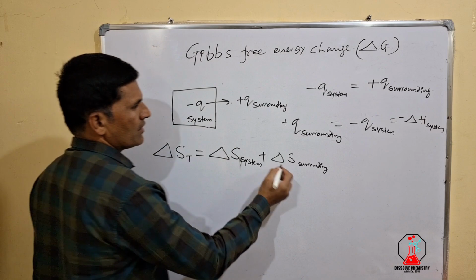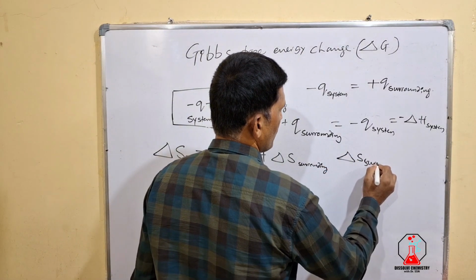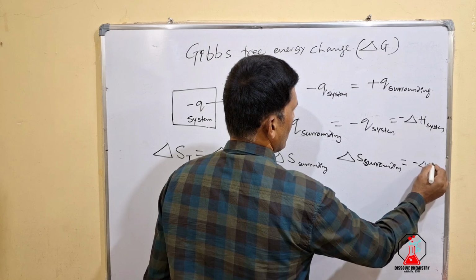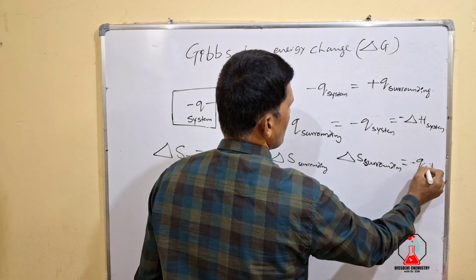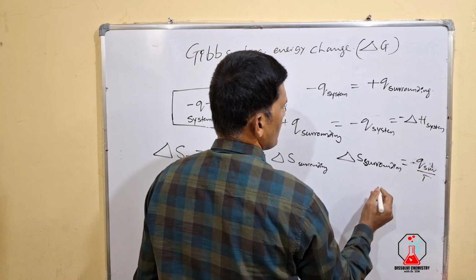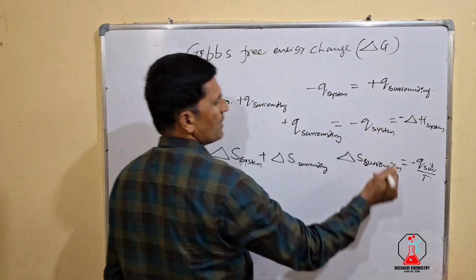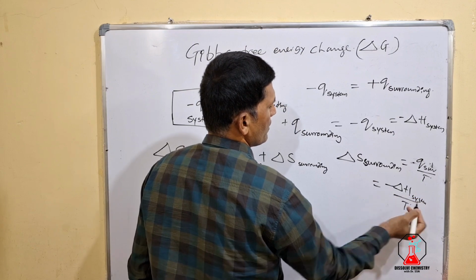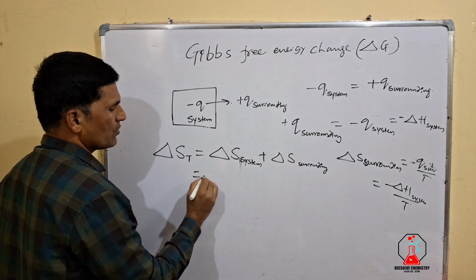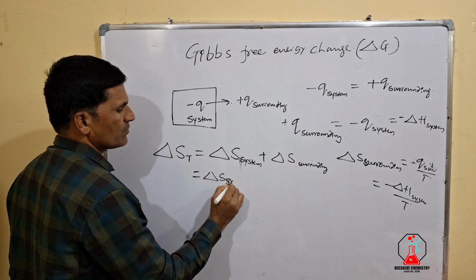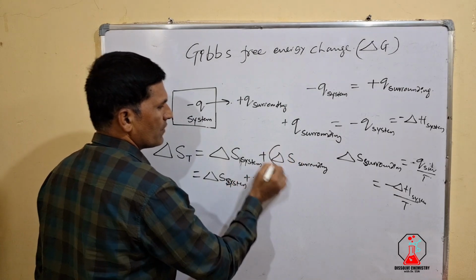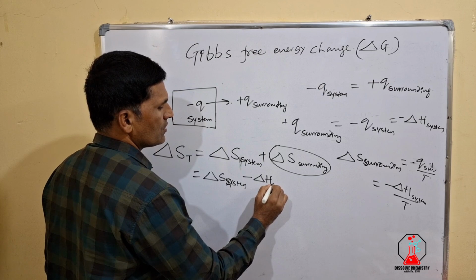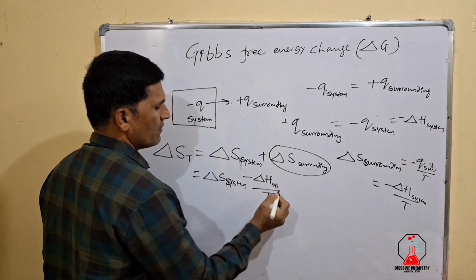And we already brought the relation. So delta S of the surrounding is equal to Q of the surrounding divided by T. Already we know that Q of the surrounding is equal to minus delta H of the system, divided by T. Let us substitute in this equation. So it turns out to be delta S of the system, plus, instead of delta S of the surrounding, we write minus delta H of the system divided by T.